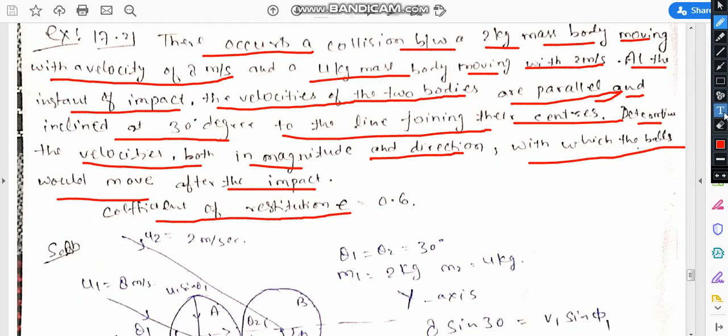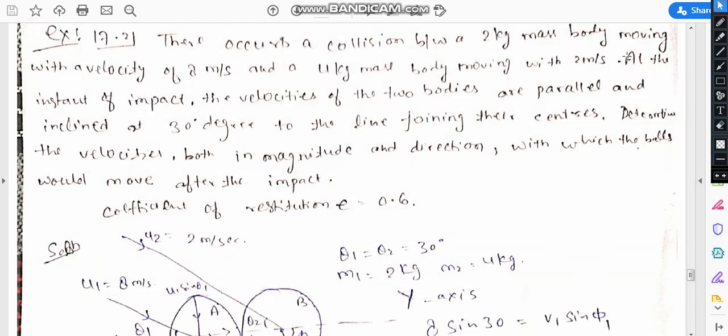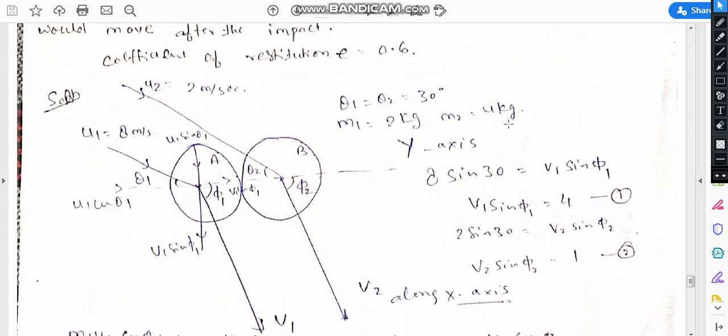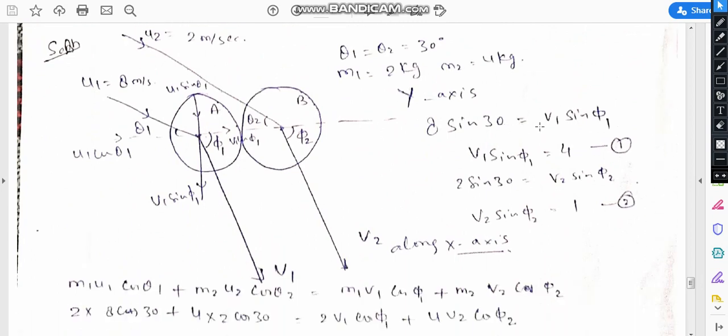Now come to the solution. How can we proceed to find the values? This is the figure. These two balls, this is your first ball and this is your second ball. u1 is 8 meter per second and u2 is 2 meter per second, and at the time of impact both are parallel, so this angle is equal for both, theta 1 and theta 2, and after the impact they make angles phi 1 and phi 2.